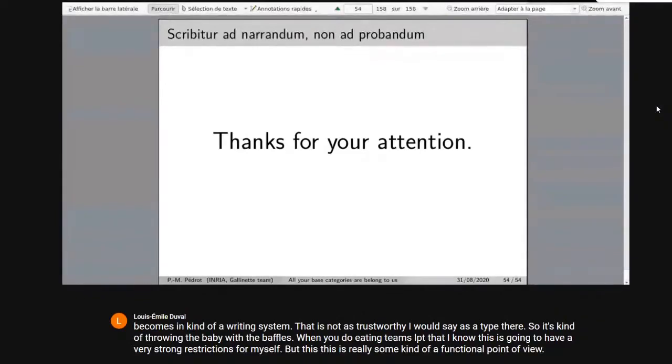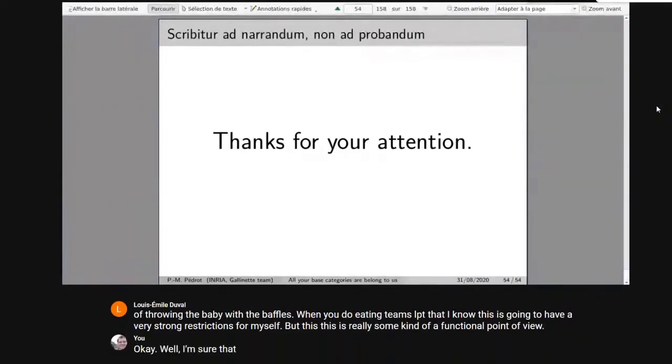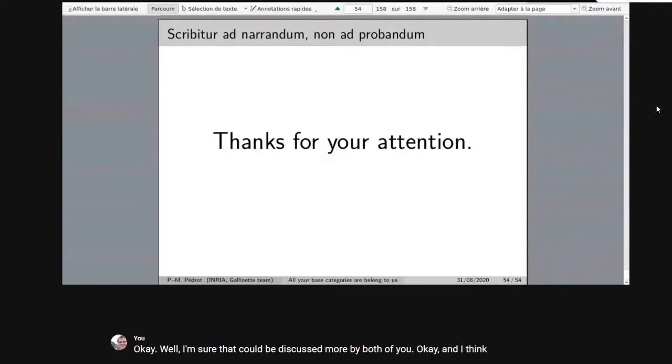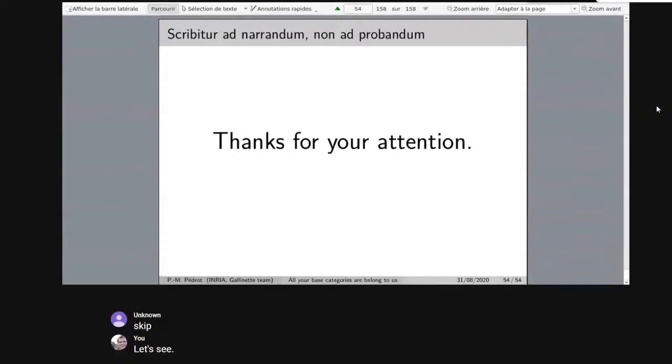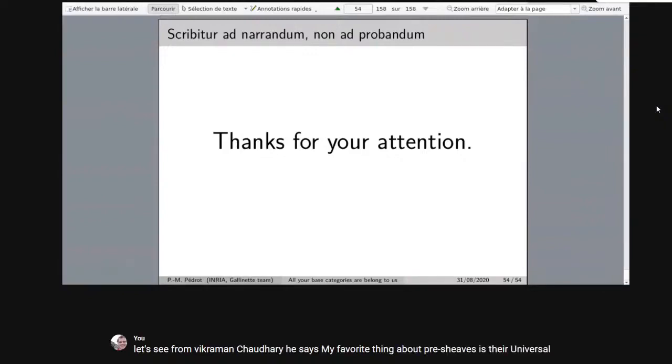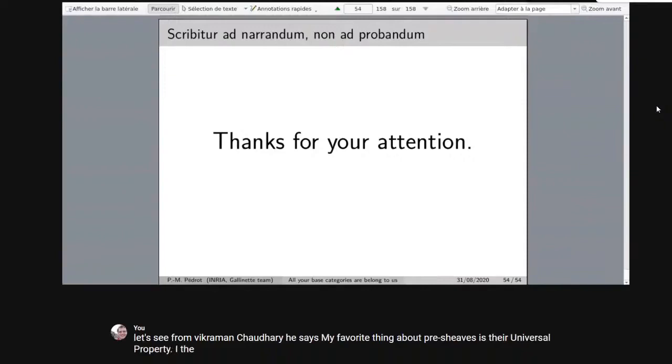Okay, well, I'm sure that could be discussed more by both of you. Let's have one more question, this one from Vikraman Chowdhury. He says, my favorite thing about presheaves is their universal property, i.e. the free co-completion. Is there a computational story behind that universal property?